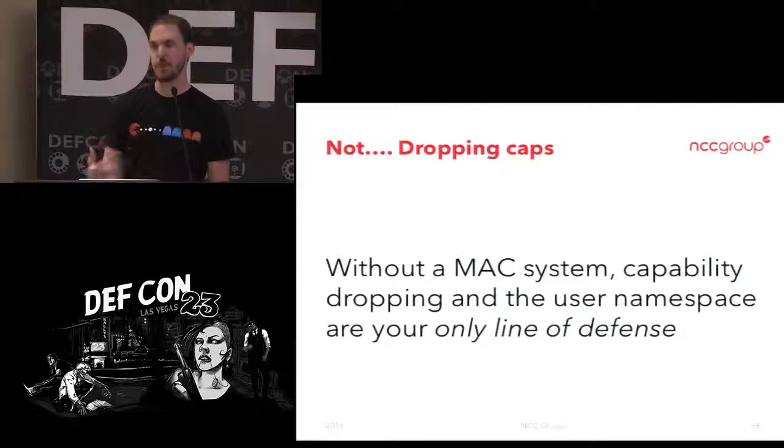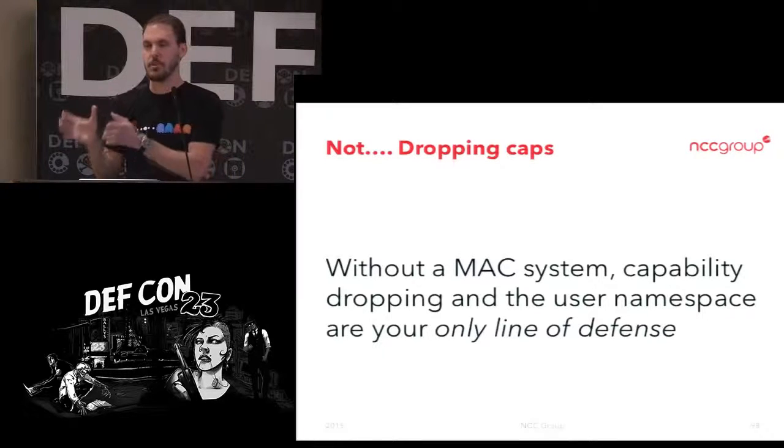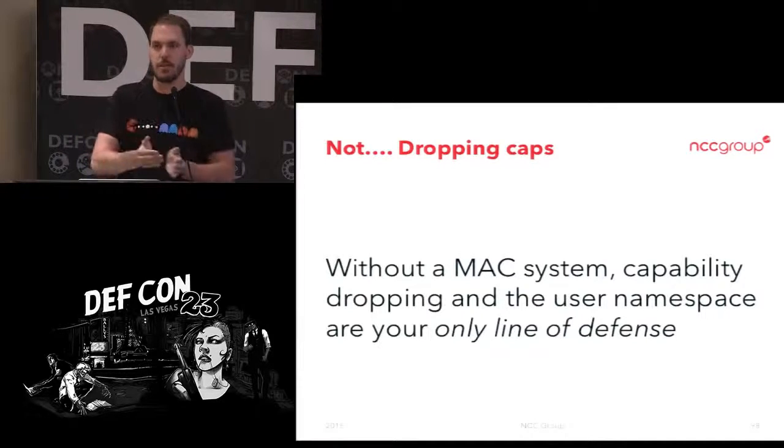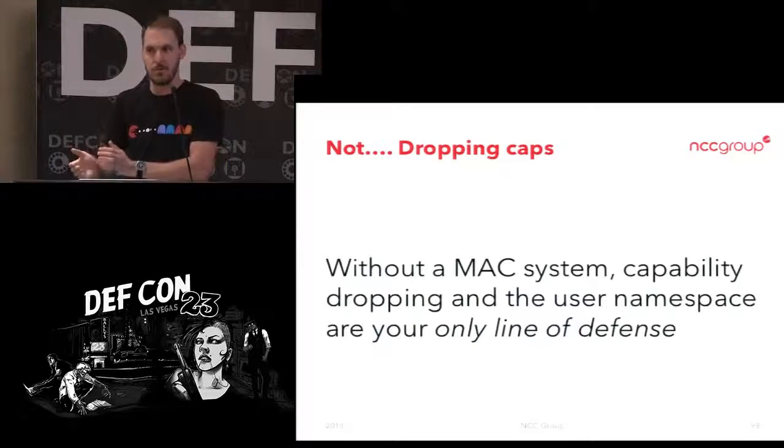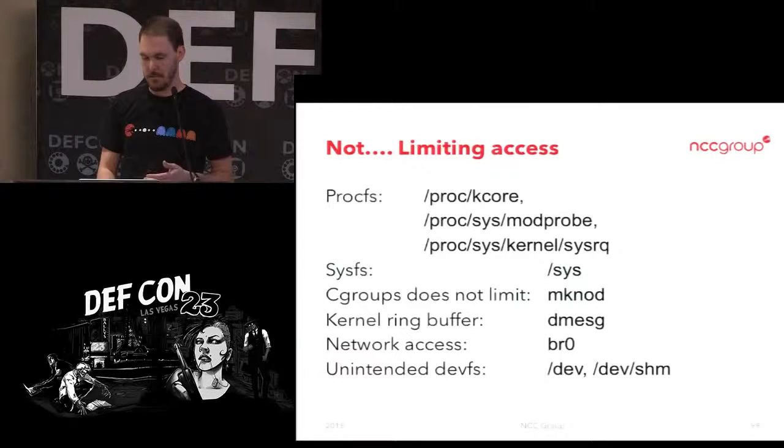And if you don't drop those capabilities, you have to rely on some other thing to enforce the rules on your container. That's typically done through a mandatory access control system like SELinux or AppArmor. But if you don't use that, the capabilities are your only line of defense, because if you're root in a container, you're still root on a host, unless you're using the user namespace, which again doesn't have a ton of support or adoption yet. You also have the problem of limiting access.